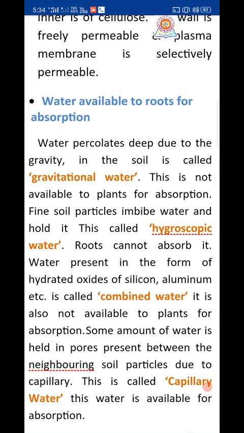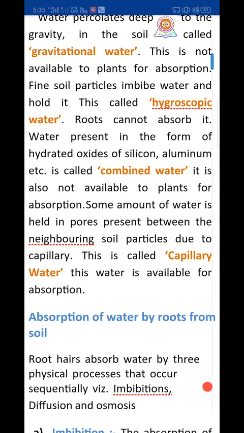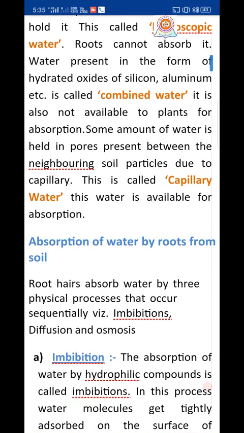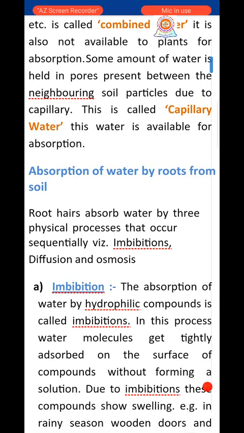In the previous lecture we saw the important properties of water that make it unique from other solutes or liquids. Then we saw the water absorbing regions of the root of the plant, and the different types of water that are available or non-available to the roots. Now we can discuss the absorption of water by roots from soil.